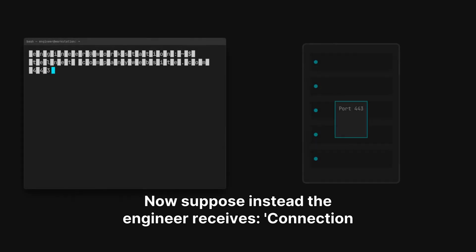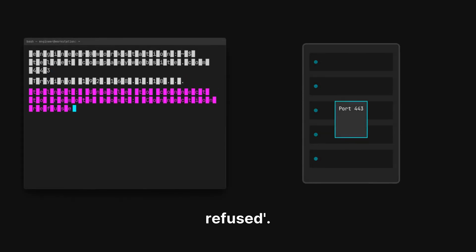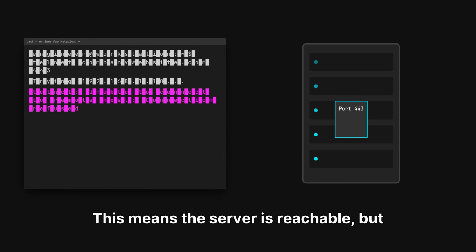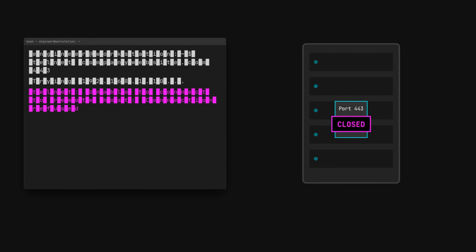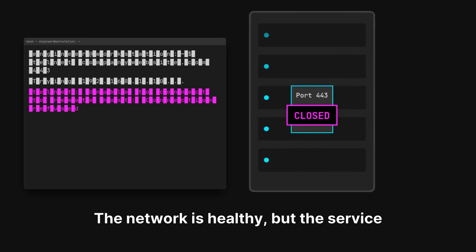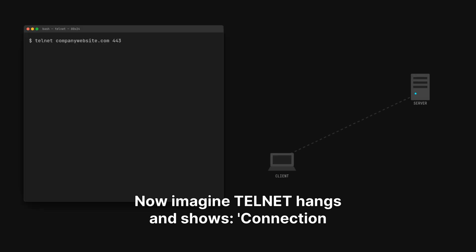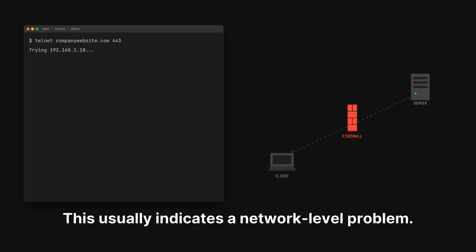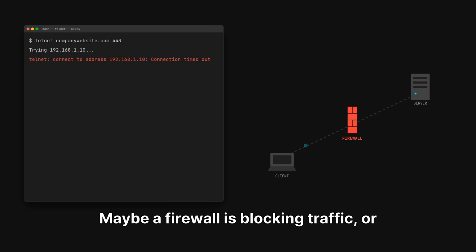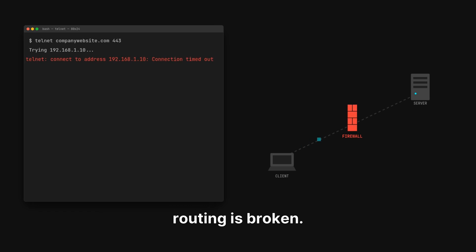Now suppose instead the engineer receives connection refused. This means the server is reachable, but no application is actively listening on port 443. The network is healthy, but the service is unavailable. Now imagine telnet hangs and shows, connection timed out. This usually indicates a network-level problem. Maybe a firewall is blocking traffic or routing is broken.